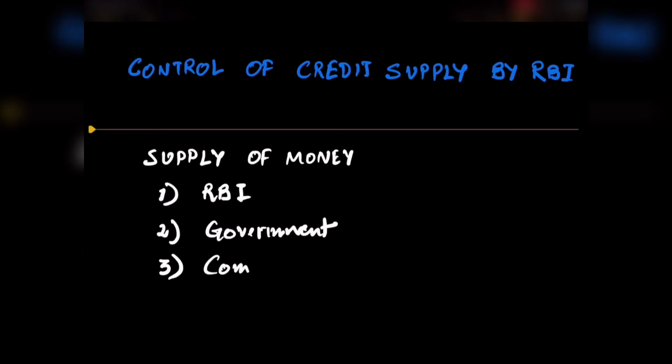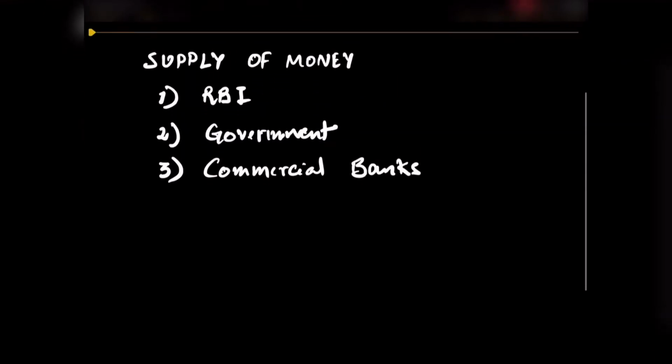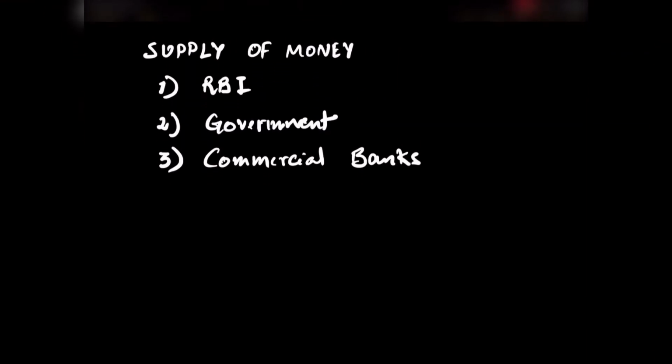Control of credit supply by RBI. The Reserve Bank of India will control the supply of credit in the economy. The supply of money in the economy is done by the central bank of the country, by the government of the country, and also by the commercial banks. The ways in which the supply of money is done are different in all these three cases.